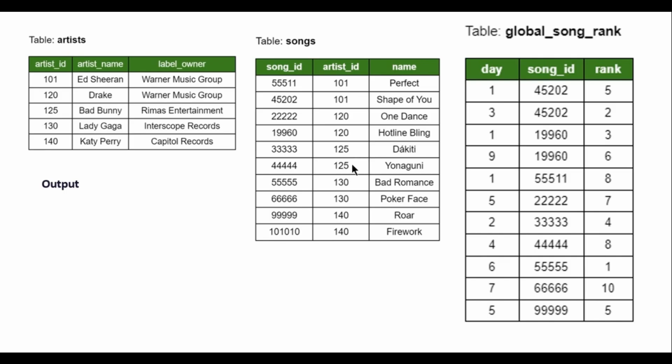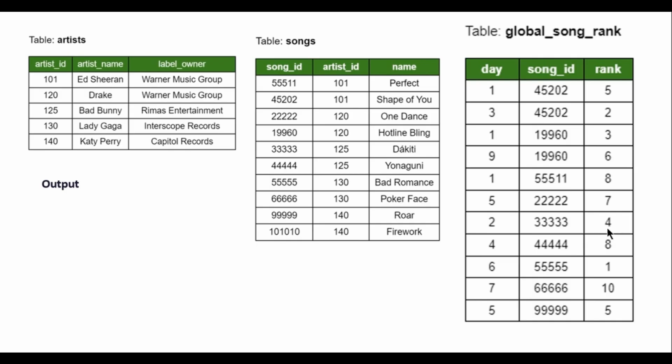Now, if we go to the third artist, which is Bad Bunny, with the artist ID 125, we can see that there are two songs associated with the same person, with the song IDs 3322 and 4444. Now, if we see the global rankings for these songs, for 3333 there is only one ranking associated with this song, which is on day 2 and the rank is 4.